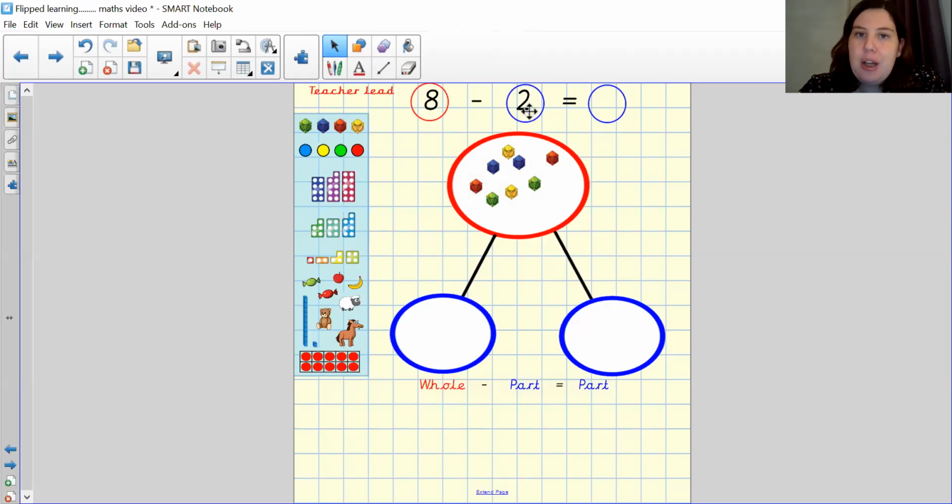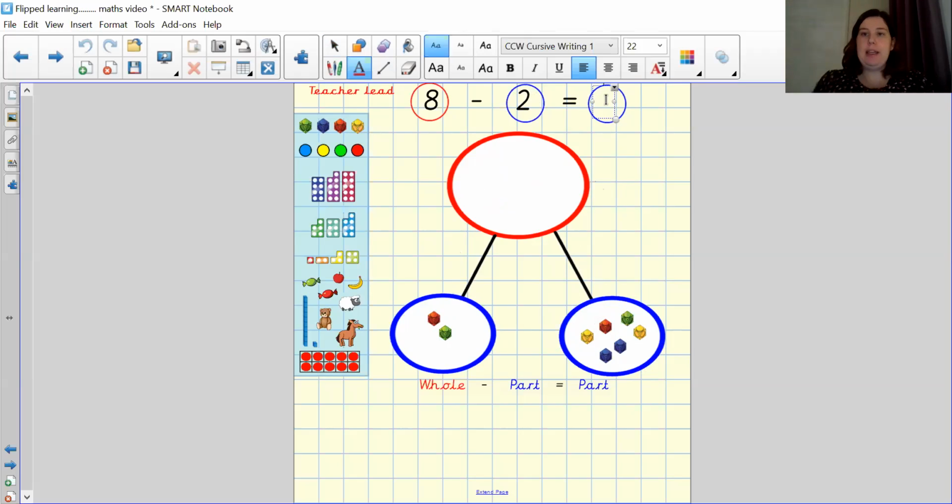How many do I need to take away? Fantastic, 2. So all I'm going to do is move 2 of the cubes from my whole. Do you see how I'm pulling them downwards into my part? That means to find my answer, I need to move everything else to the other part. So you can see me dragging them all down here. And then this will be my answer. Let's count them. 1, 2, 3, 4, 5, 6. So 8 take away 2 equals 6. And it is easy as that, year one.